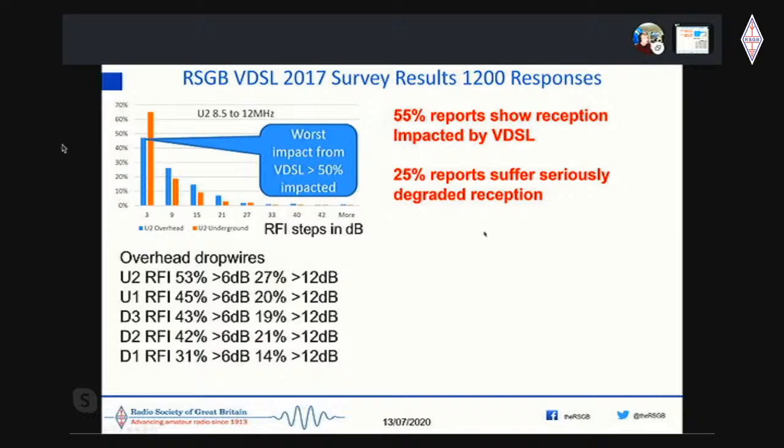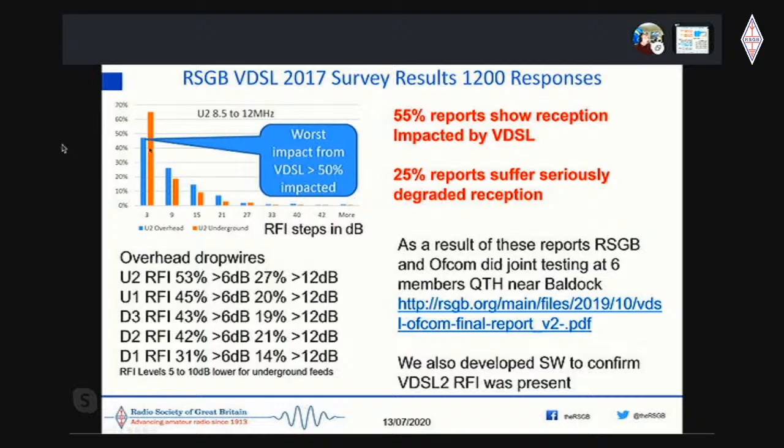The results for underground were a bit different, as one might expect, but there was a lot more underground interference than we expected. And we're pretty certain that came about because the internal house wiring was radiating the signal. So even though it went all the way underground to the master socket, the actual internal house wiring was then acting as a brilliant antenna and radiating it back out to interfere with our radios.